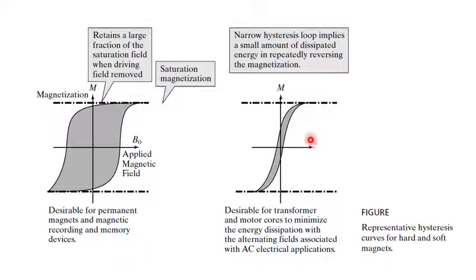This shows the hysteresis curve for a soft magnet. The narrow hysteresis loop shows that a small amount of dissipated energy is used for repeatedly reversing the magnetization. So this is desirable for transformer and motor cores in order to reduce the energy dissipation associated with the alternating fields.